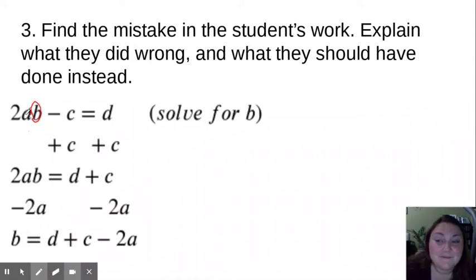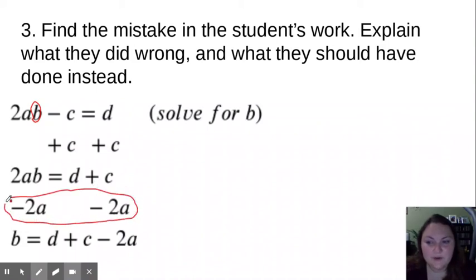So they're trying to get B by itself. They started by getting rid of the constant by adding C on both sides. That looks good. So they're left with 2AB equals D plus C. The next thing they did was they subtracted 2A. Now, why are they trying to subtract 2A? Well, they're trying to get the 2A to cancel. And so they're left with D plus C minus 2A. Well, here is where that issue is going to be.